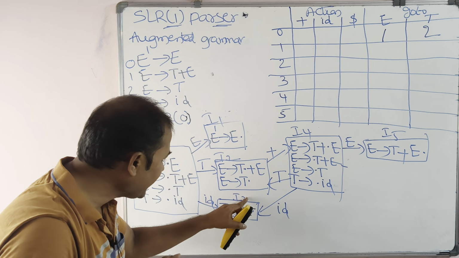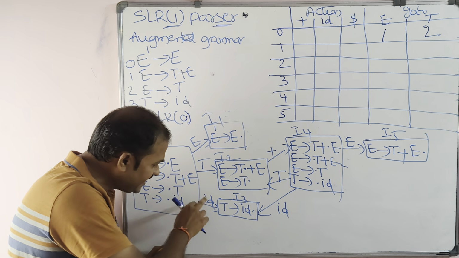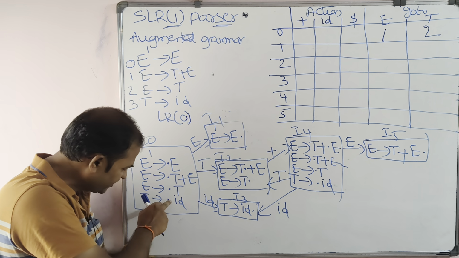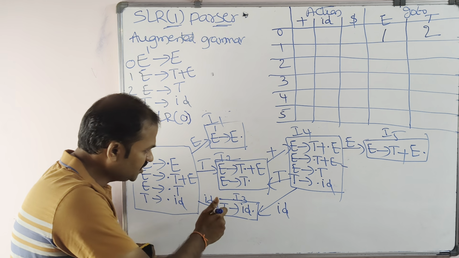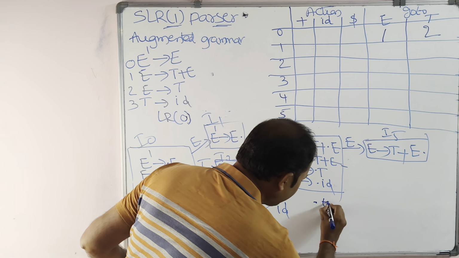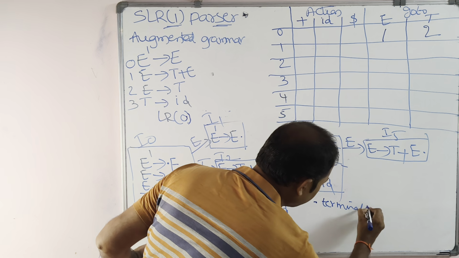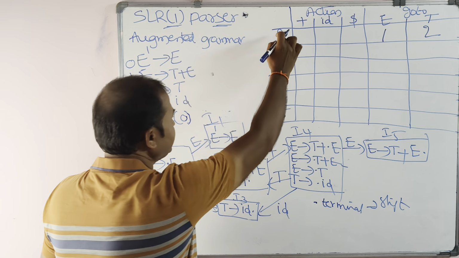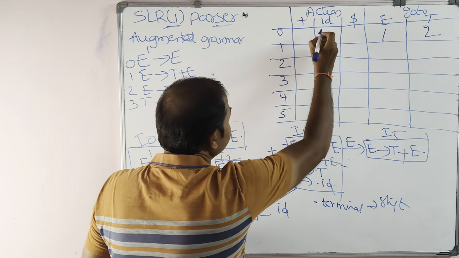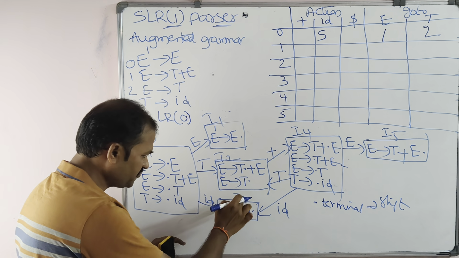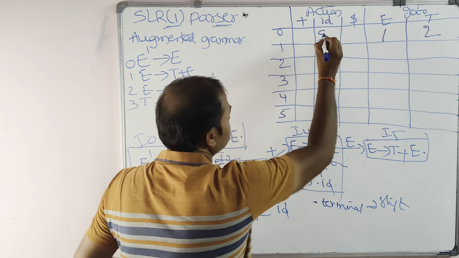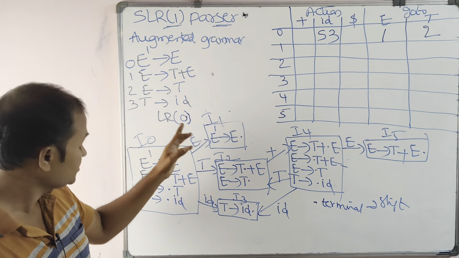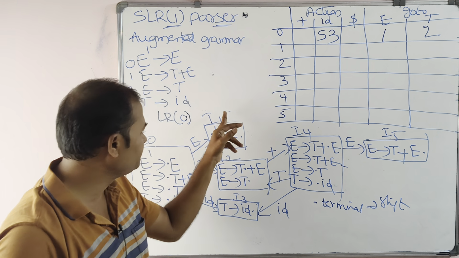Next, 0 on ID goes to I3. Here ID is a terminal. After dot we have a terminal, so perform the shift operation. Here the state number is 0 and the terminal is ID, so perform the shift operation. Which state are we going to? The third state, so S3. The 0th state is over. Now let us focus on the first state.